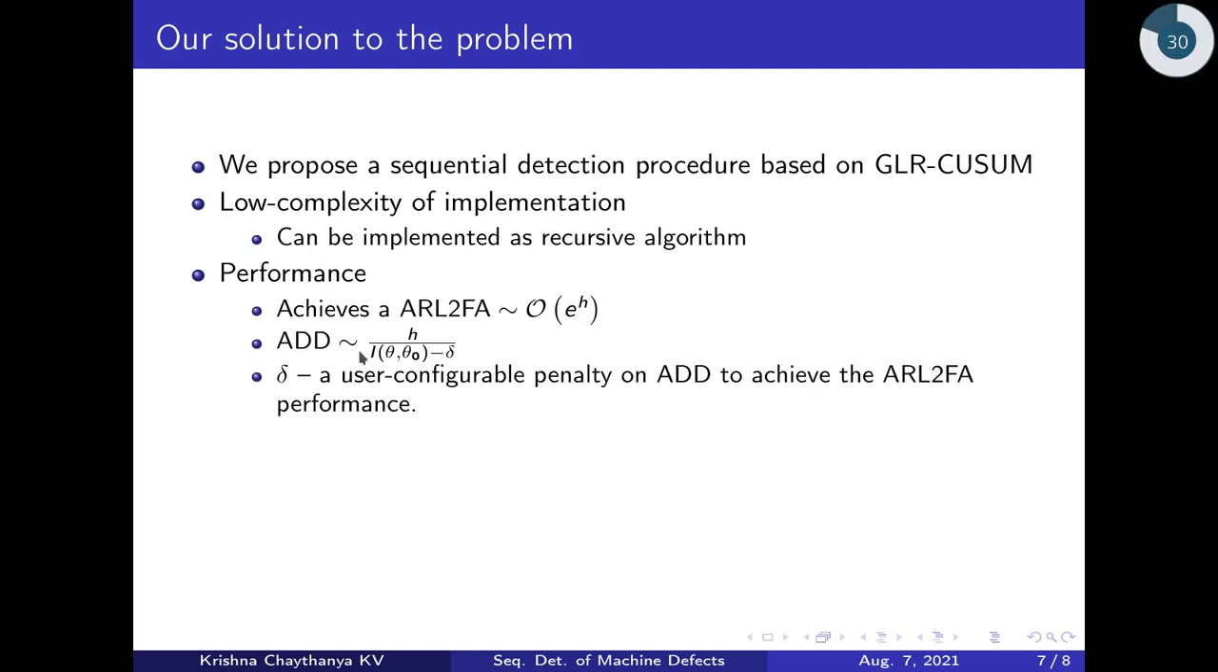The average delay to detection of our algorithm though is of the order h by I(theta, theta naught) minus delta. Recall that the average delay to detection performance of the GLR was just h by I(theta, theta naught). Thus our algorithm has a penalty delta, and this penalty is the cost that we have to bear to achieve this ARL to false alarm performance. In our algorithm, this delta is actually a user configurable parameter, and thus we can choose how much penalty we want. And that would change the average delay to detection.